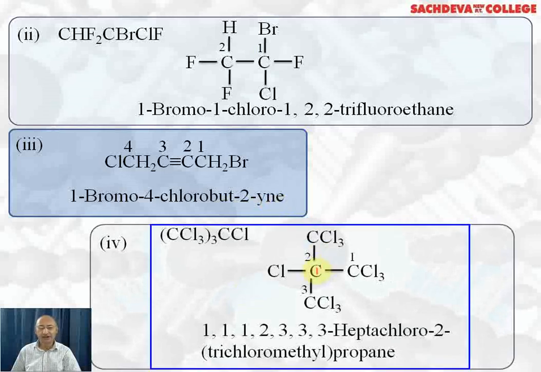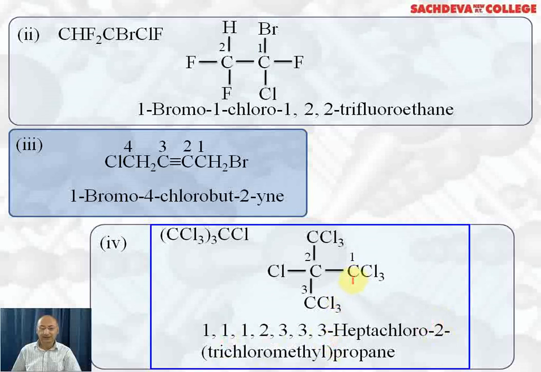Next we have one carbon attached with CCl3, and CCl3 attached 3 times. One Cl is attached here. Now how to count? This is the longest chain: 1, 2, 3. This group is called trichloromethyl, which is attached to second carbon. So we have written 2-trichloromethyl.